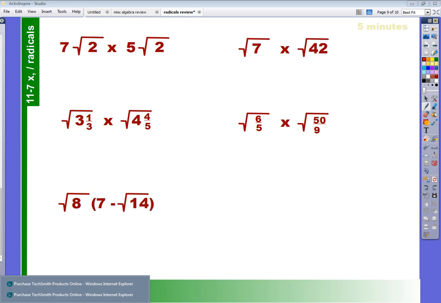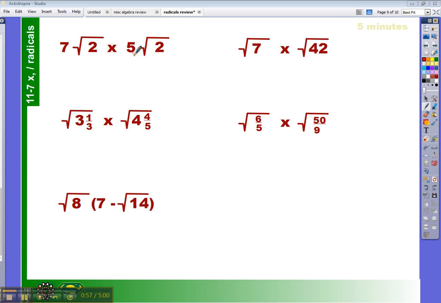So today, we're going to have to remember that we can't add things that have different square roots, but we can multiply everything else. So in our first problem, we have 7 times the square root of 2 times 5 times the square root of 2. Now, the order in which you do multiplication does not really matter.